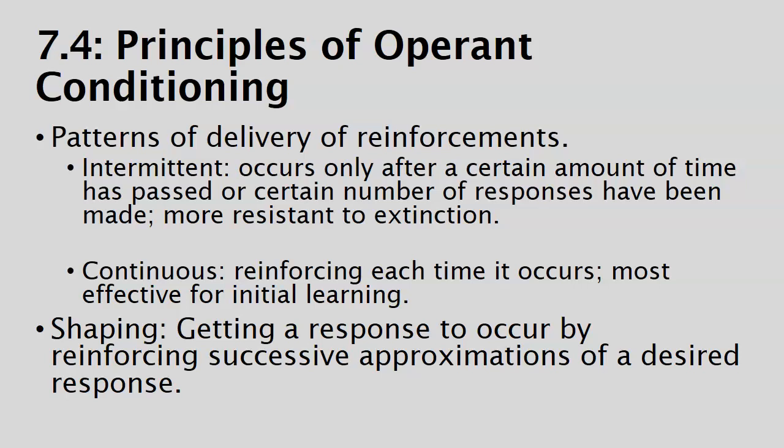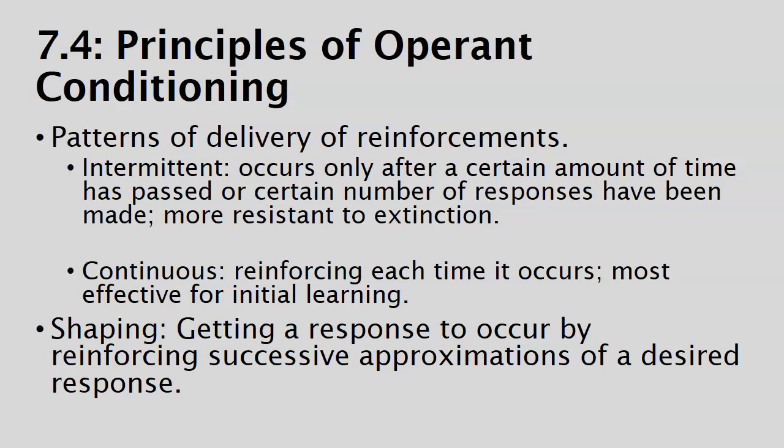Intermittent is actually very resistant to extinction because the animal doesn't know whether or not the reinforcer is coming. So you can think about gambling. If you've ever played the slot machines, you don't get a reward every time you pull that handle, right? It's an intermittent schedule, meaning that you get the reinforcer every certain number of times and it's random.